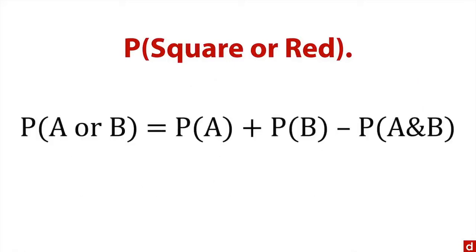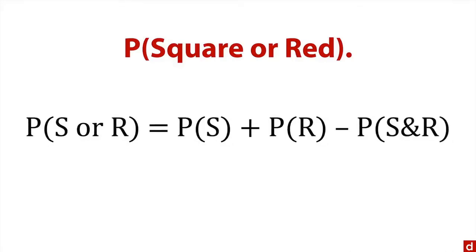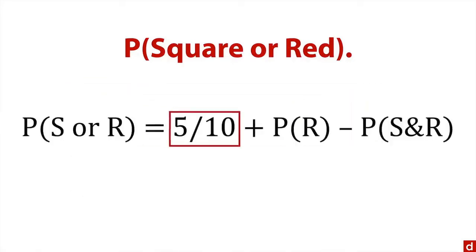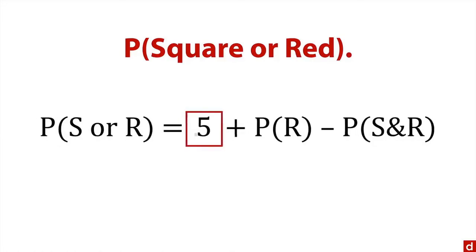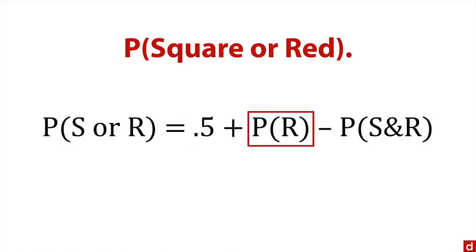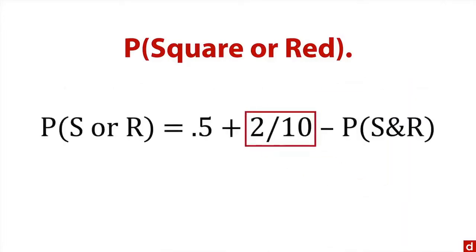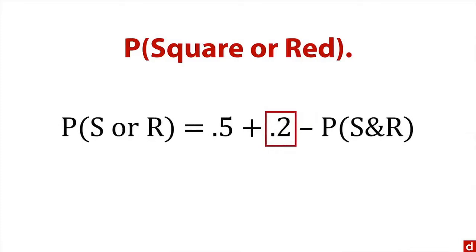So let's go back to our formula here, and let's change it a little bit. Change the A and the B to S and R for square and red. Now we can start this way. Let's get the probability that something is a square. Well, we go back to our probability space. You see we have 5 squares out of 10 shapes total. So we do 5 over 10, that reduces to 0.5. Okay, next up, the probability of something red in our sample space. Well, we have 10 shapes total. 2 of them on the far right are red. So that's 2 over 10, and you do the division, you get 0.2.